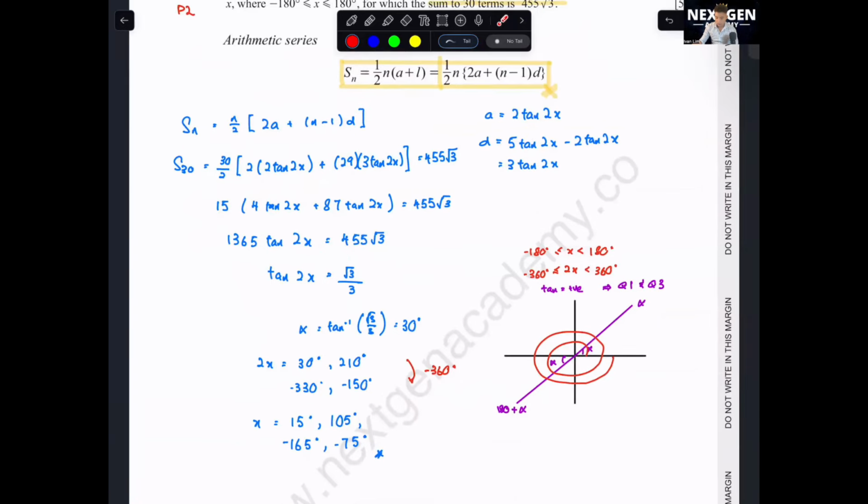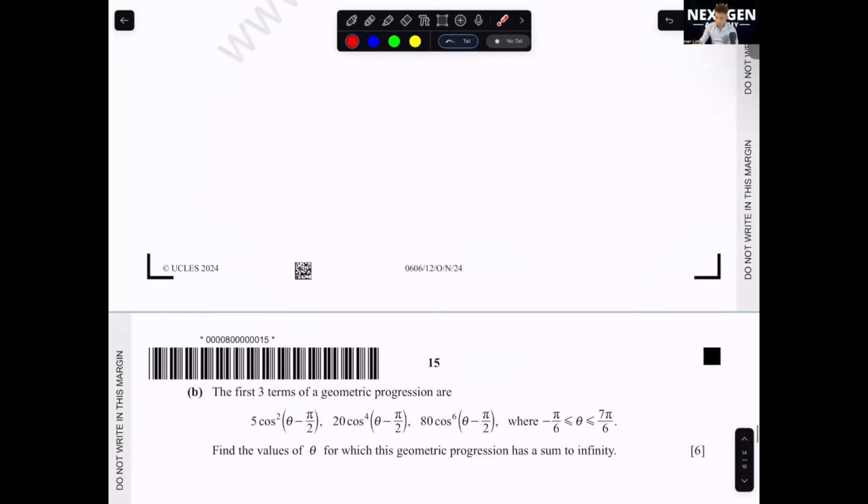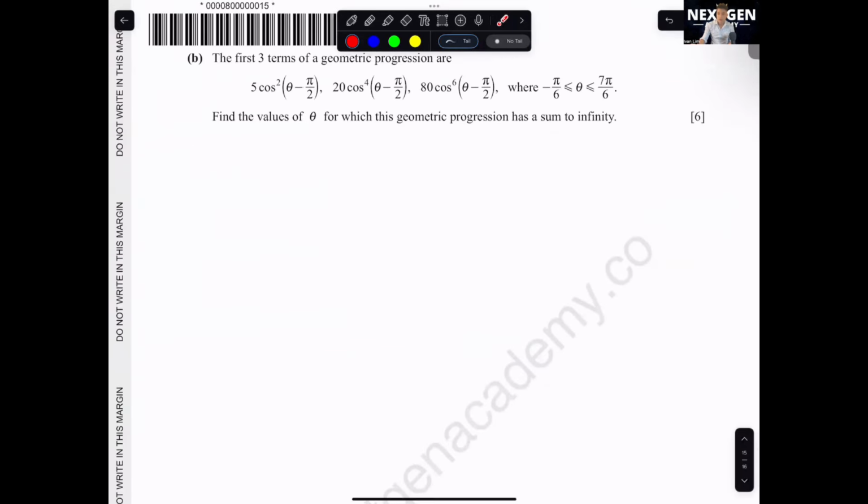Okay, now last one. Okay, last one I think a bit tricky, but this is similar to the first paper. Okay, the variant one. There was one question. I think it was the second last question, which was quite similar to this also. Okay, so let's do as normal first.